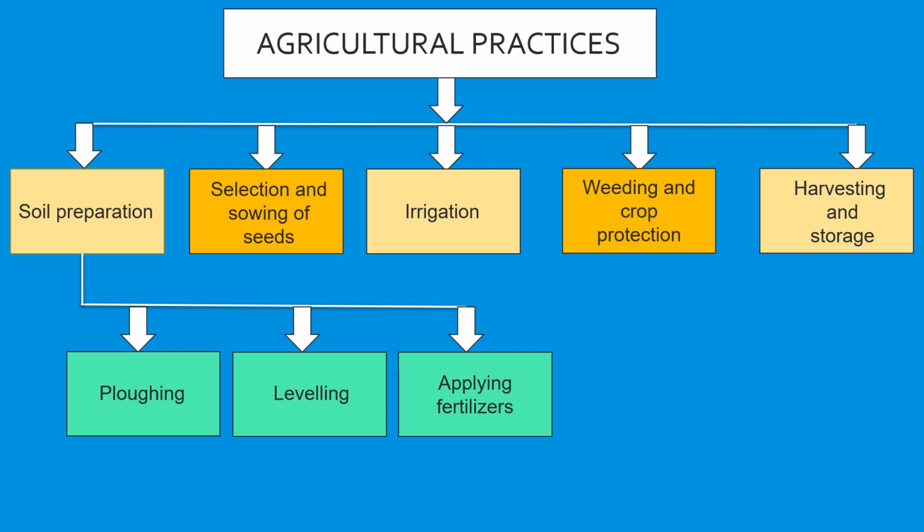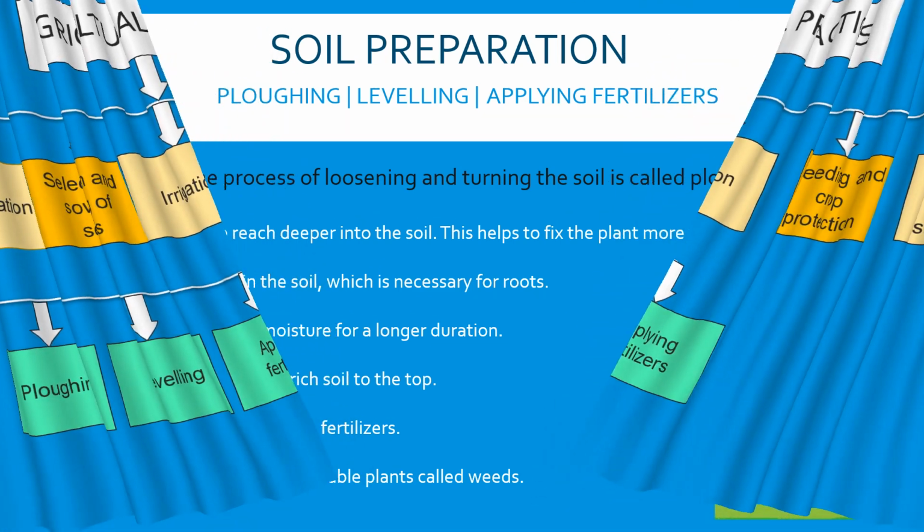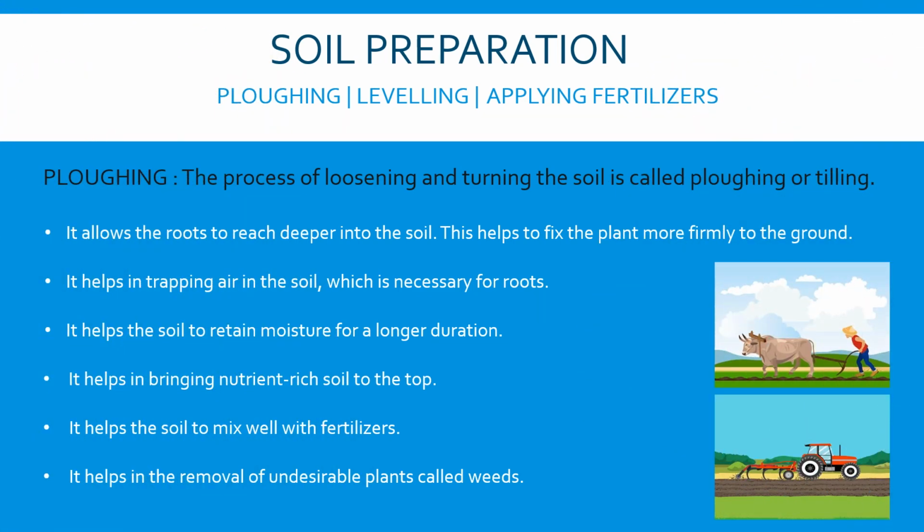Soil preparation. In soil preparation we have 3 again: ploughing, leveling, applying fertilizers. Then selection and sowing of seeds. Irrigation. Weeding and crop protection. Harvesting and storage. These are the 5 stages. Let us start with soil preparation: ploughing, leveling, applying fertilizers.